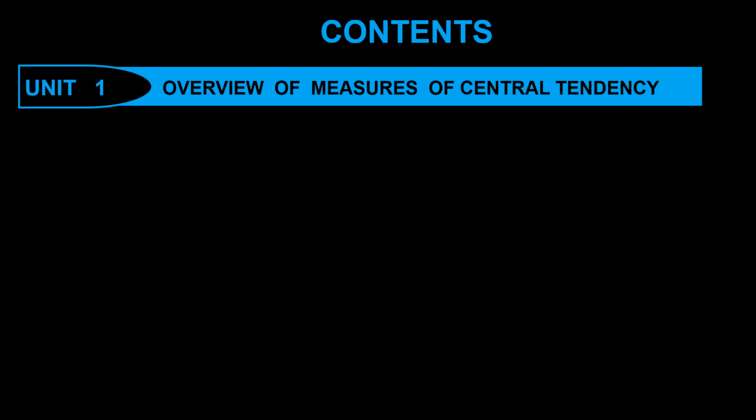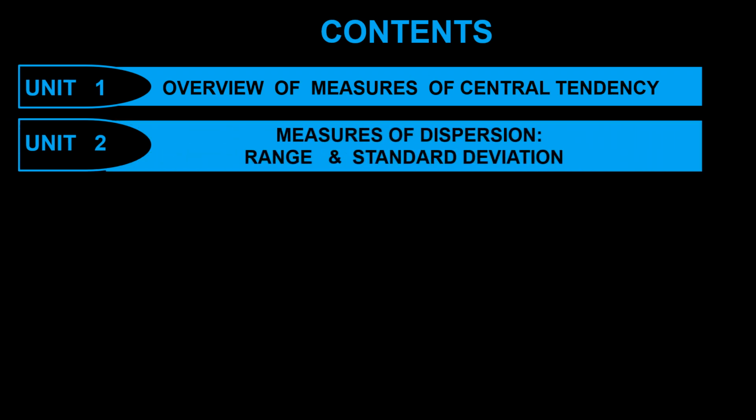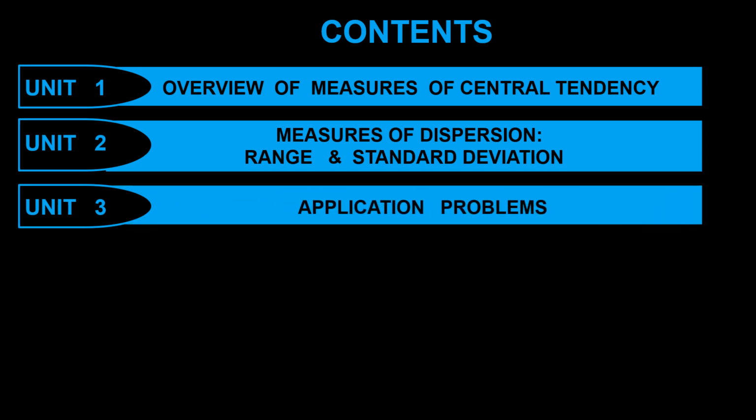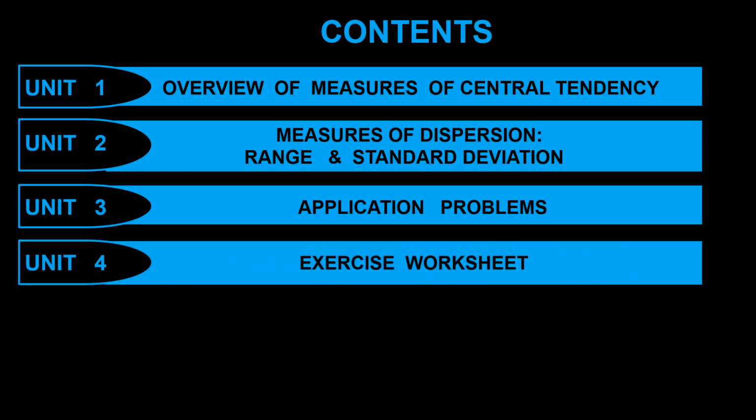Now, what we're going to do exactly in this video is the following. First of all, we're just going to have an overview of the measures of central tendency. Then we're also going to look at the measures of dispersion. Dispersion means spread, and those are the range and the standard deviation we're going to look at. Then we're going to have some application problems relating to standard deviation, and then as usual with all the videos there's always an exercise worksheet for you to practice these concepts.